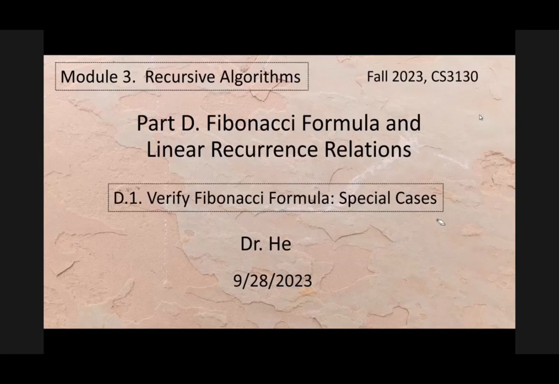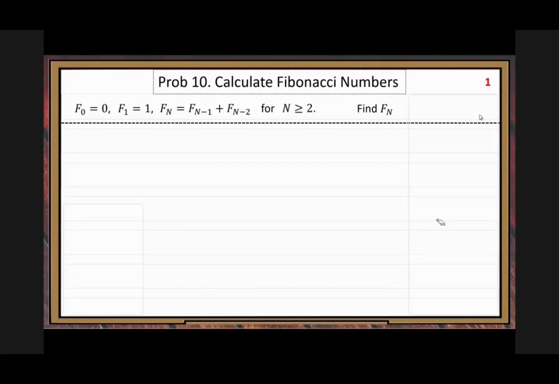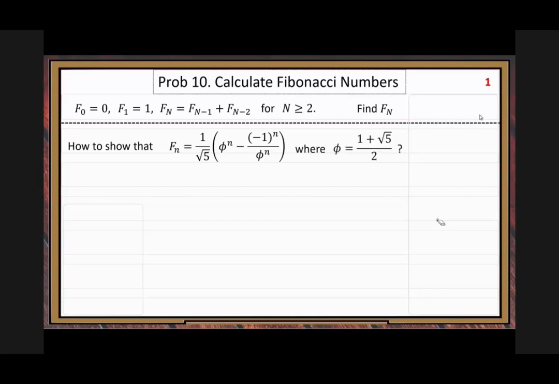So we start with special cases first. First a few special cases. After that, we do the general case verification. All right, so let's start: how to show that this formula is correct for all n, starting from 0, 1, 2, and all the following natural numbers. Phi, the golden ratio representation.